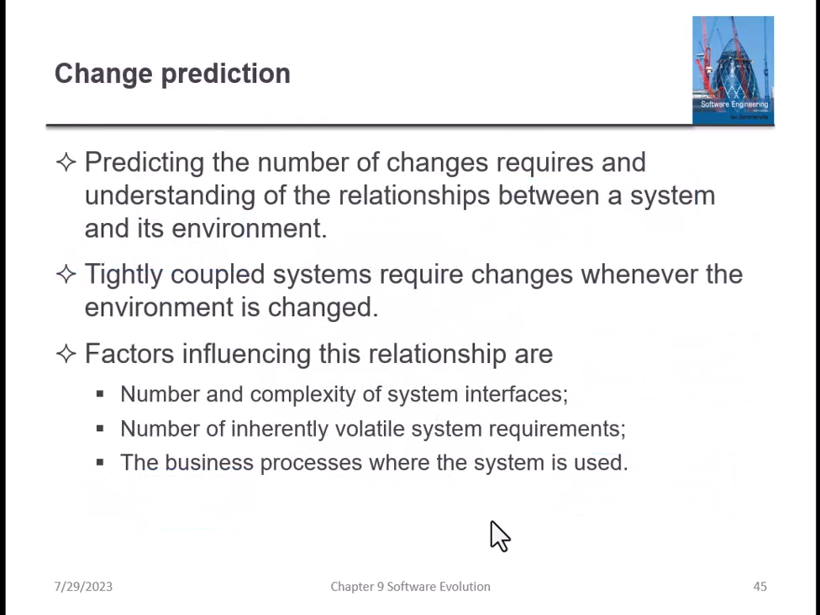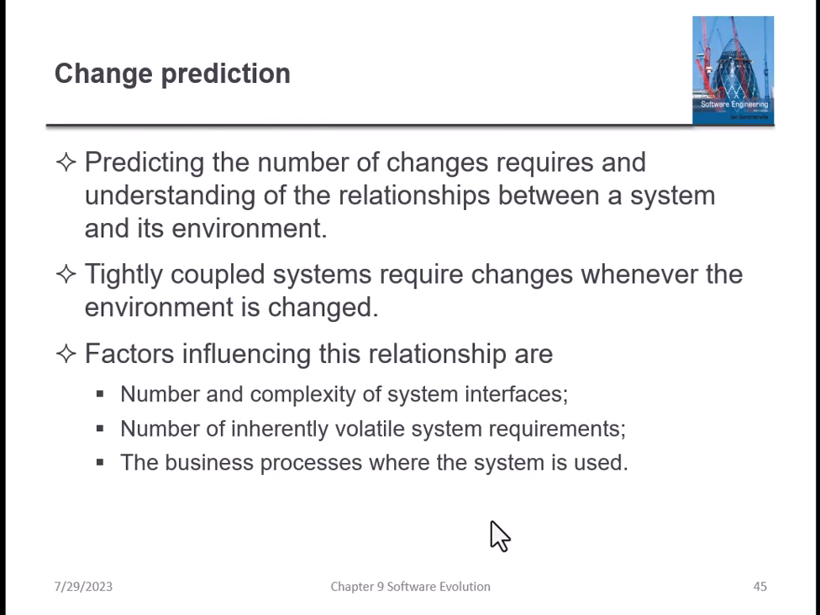Change prediction. Predicting the number of changes requires an understanding of the relationship between the system and its environment. Tightly coupled systems require changes whenever the environment changes. Remember that when the components or modules are tightly coupled, change becomes difficult also. If a module or component is independent and isolated, then change in that component will not bring change in other components. So these factors should be analyzed.